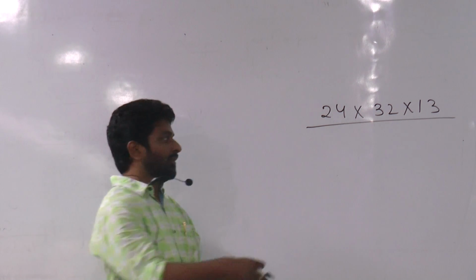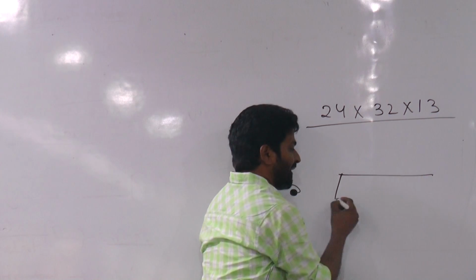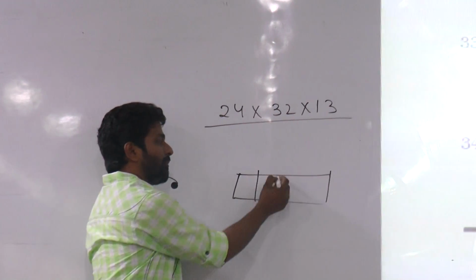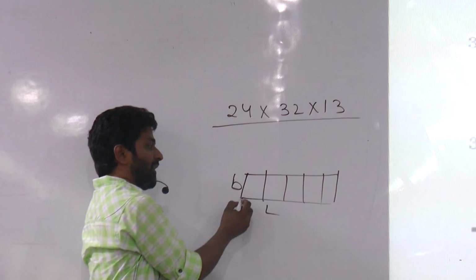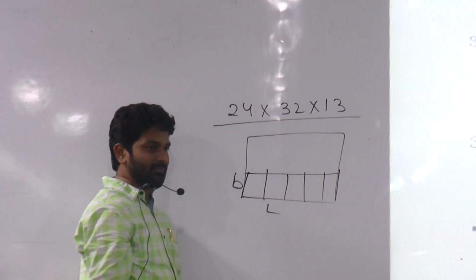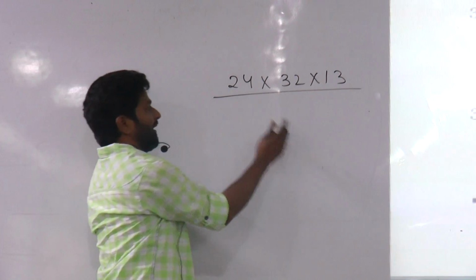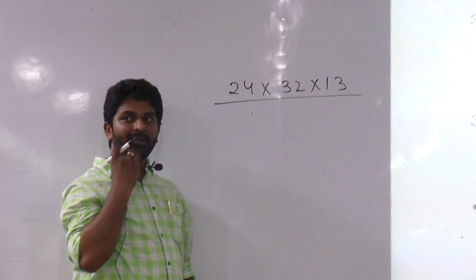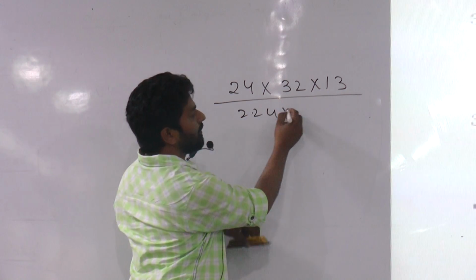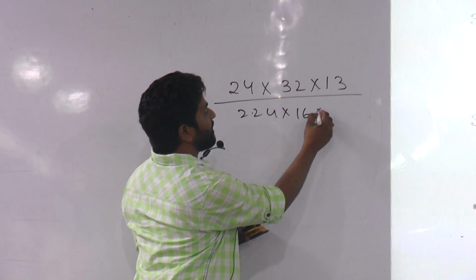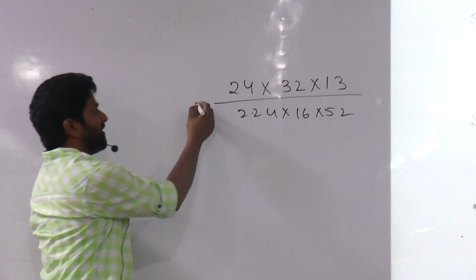Got it? So you'll have a rectangle like this. You'll form bricks like this. This is length and this is breadth, and you have height here. So the work will be length times breadth times height. You need to multiply everything. How much is that? 224, 16, 52. This is the first case.